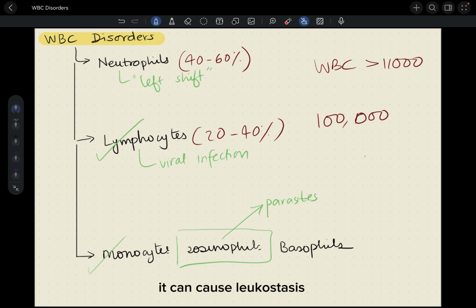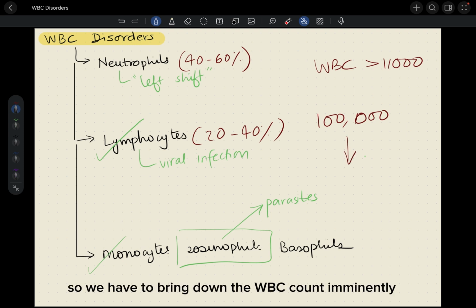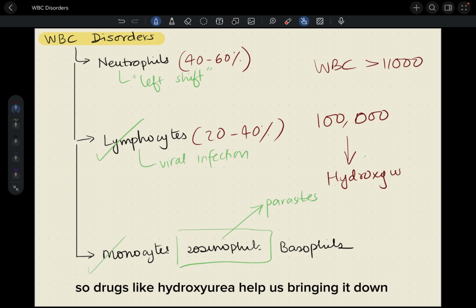It can cause leukostasis, which leads to metabolic abnormalities, coagulopathy, and multi-organ failure. So we have to bring down the WBC count imminently, and we do that with the help of chemotherapy. So drugs like hydroxyurea help us bringing it down.